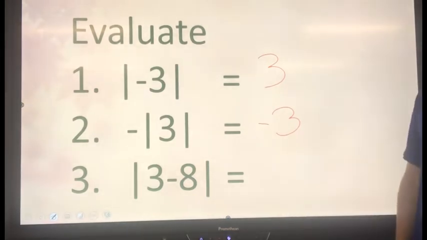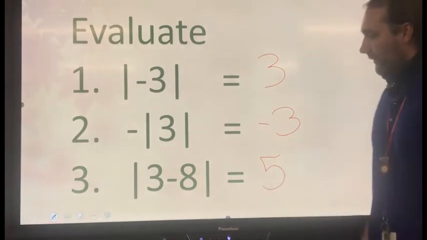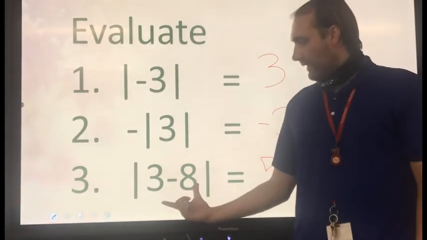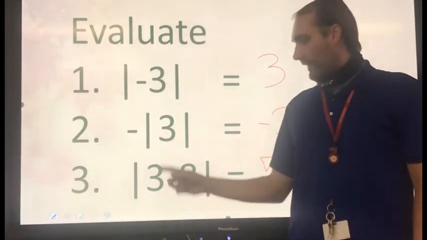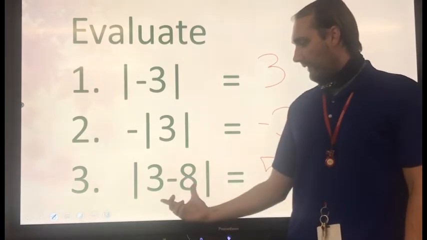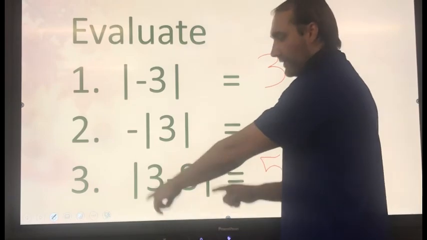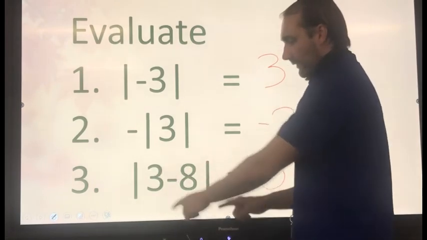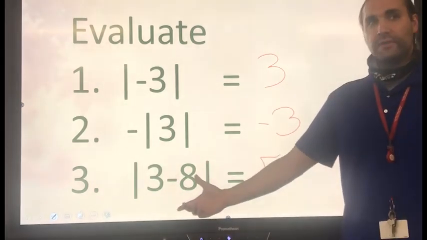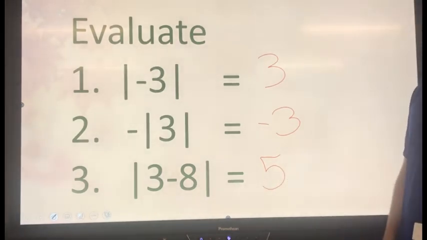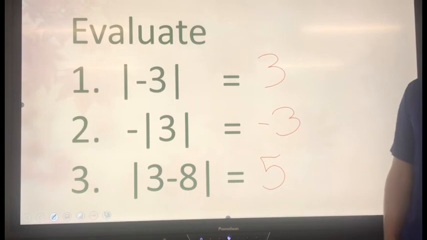Number 3, what do you think this is? 5. Very good. This is negative 5, but the negative stays. Yep. So first do the operation inside, just like you would if this were parentheses. 3 minus 8 is negative 5. But instead of parentheses, you have to calculate the distance. The distance going from 0 to negative 5 is 5. Very good. So there's a quick overview of absolute value and its concept.